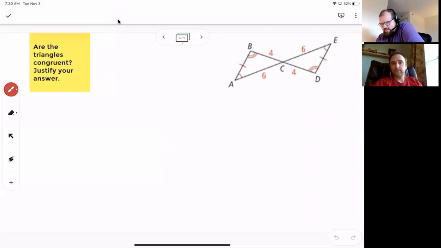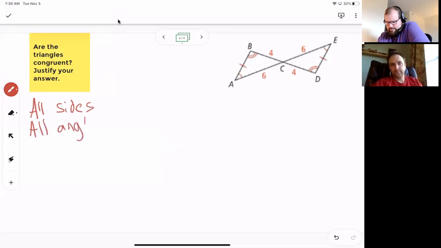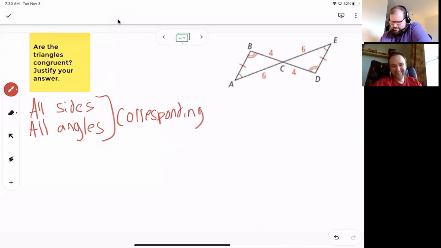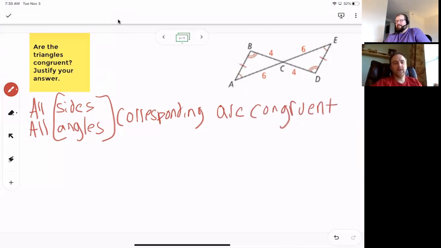All right. Are the triangles congruent? So we know that triangles are congruent if all sides and all angles. I'm going to add one word to this. Corresponding. This is an awkward construction. I don't even know how to fix this. Just write congruent afterward. So you're saying all corresponding sides and all corresponding angles are congruent. Yes, there we go. I just swapped these words, which makes that interesting, but that's okay.